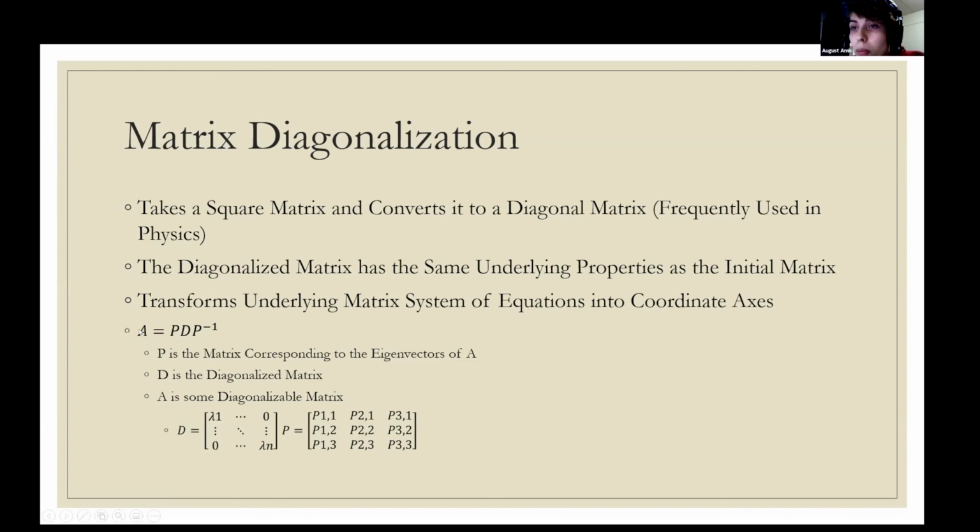So as shown below, this is the eigendecomposition equation. And essentially, a matrix A, which is non-diagonalized, is equal to the matrix corresponding to the eigenvectors of A, times a diagonalized matrix, times the inverse of your matrix corresponding to the eigenvectors of A.